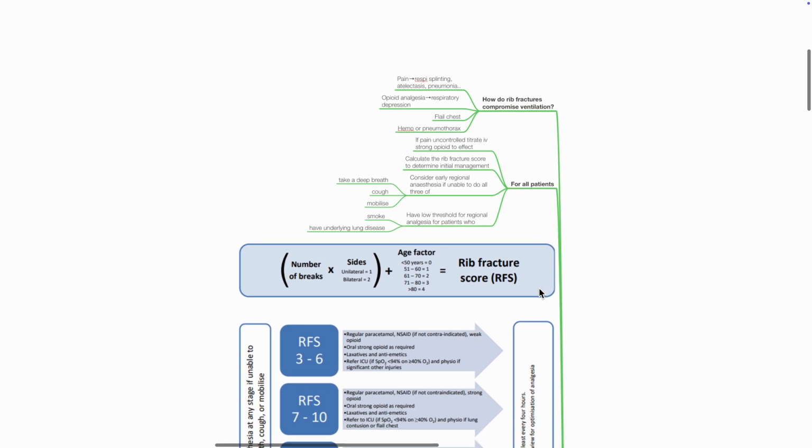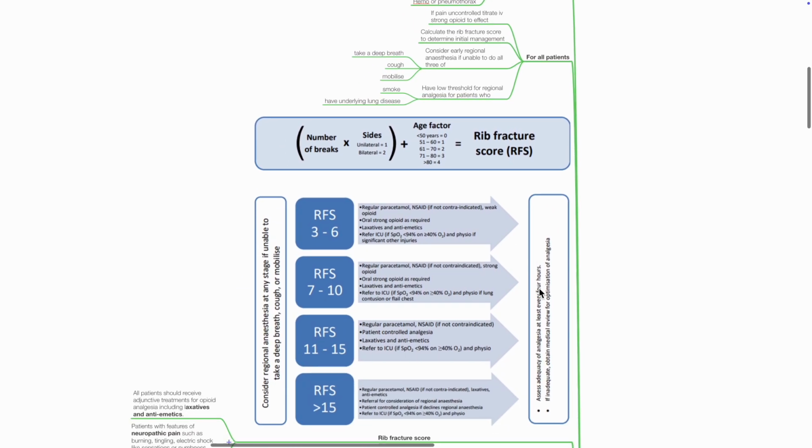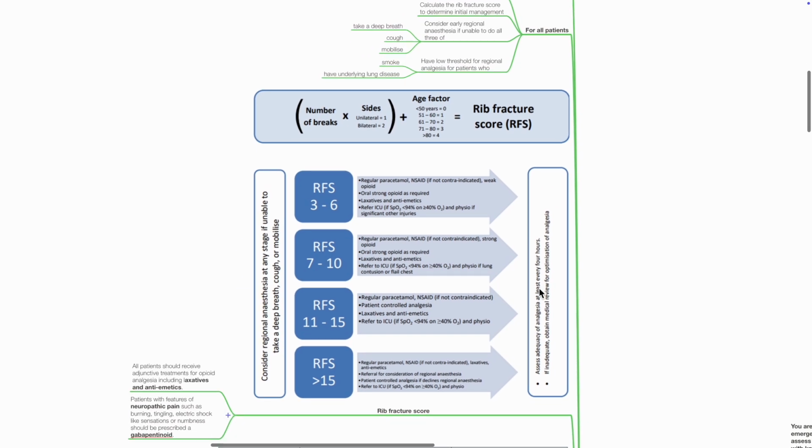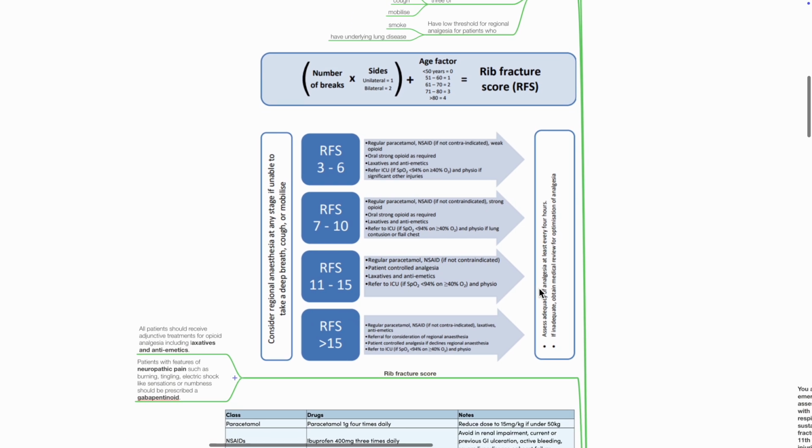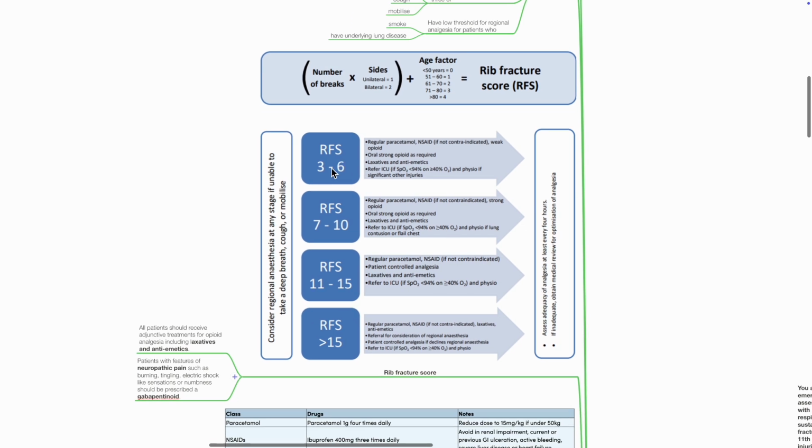Components of the rib fracture score include number of breaks, sites, and age. If RFS is 3 to 6, provide regular paracetamol, NSAIDs if not contraindicated, weak opioids, oral strong opioid as required. Provide laxatives and antiemetics for patients on opioid analgesia. Refer ICU if SpO2 less than 94% or on FiO2 more than 40%, and chest physiotherapy if significant other injuries.